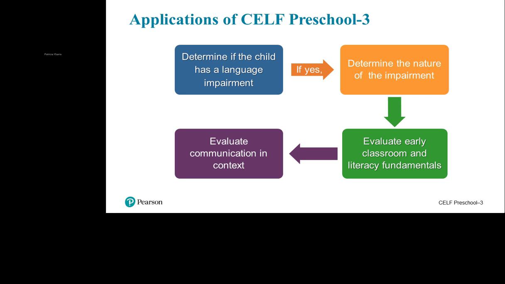The CELF Preschool-3 can be used to determine if a child has a language impairment. Beyond that, it can also be used to describe the nature of the impairment. So depending on the subtests that are administered, it can be used to describe the nature of the impairment, such as strengths, weaknesses, affected language modalities, if it's receptive language impairment, expressive language impairment, or both, what content areas are affected, and the conditions that enable the child to communicate most effectively. Also, you can use this tool to answer referral questions regarding early classroom and literacy fundamentals and social language behaviors and communication in context.